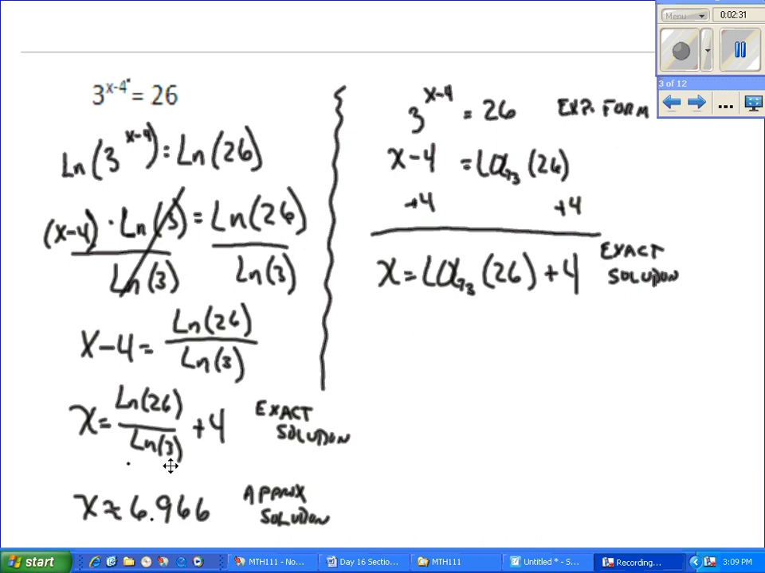So this is what we call the form of the exact solution, and then this is the approximate solution. And on your test, I'm going to be looking for both of those solutions. This one's more accurate, this one's more useful.